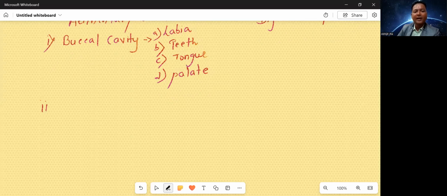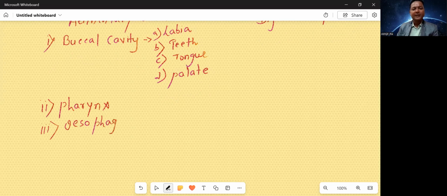The second part of the alimentary canal is known as the pharynx. This pharynx is the common link between the human digestive system as well as the human respiratory system. Then following the pharynx, we have the third part, known as the esophagus. In common language, the esophagus is also known as the food pipe. Following the esophagus, we have the stomach, the major part where the maximum digestion takes place.